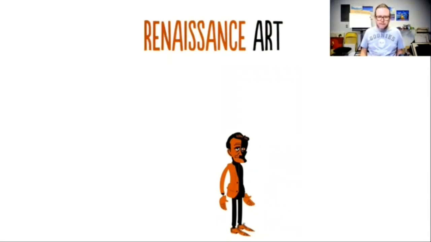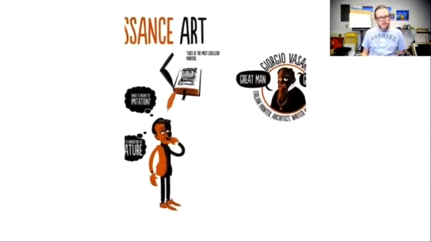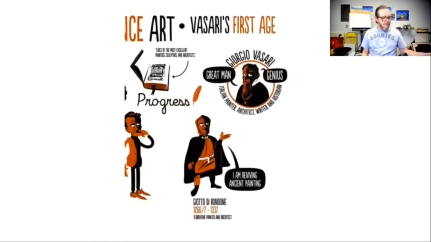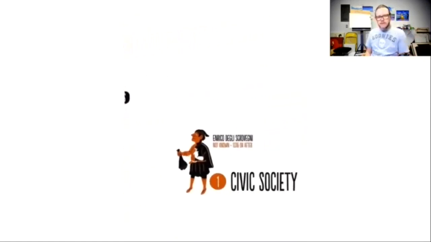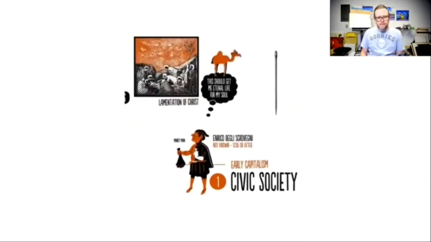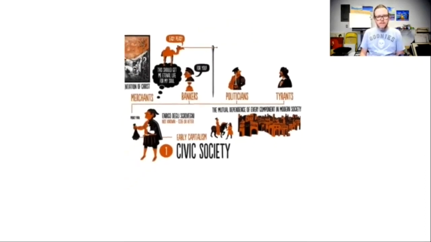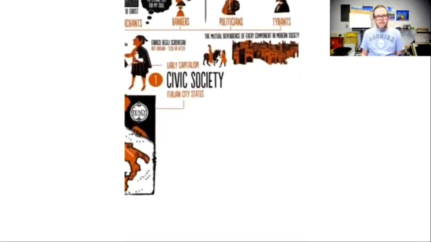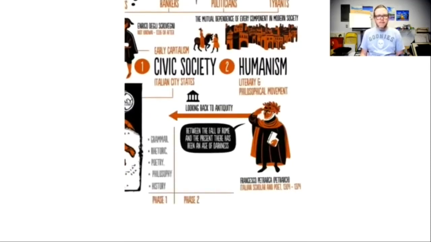A dominant characteristic of Renaissance art was the conviction that it should imitate nature. We see this idea in the Florentine painter and architect Giotto di Bondone. Giotto's circumstances were symptomatic of two great tendencies in the period. There was a new kind of civic society, driven by the early capitalism of merchants, bankers, politicians, and tyrants. This early capitalism found dynamic expression in the Italian city-states. This was coupled with the rise of humanism, the literary and philosophical movement that looked towards antiquity.